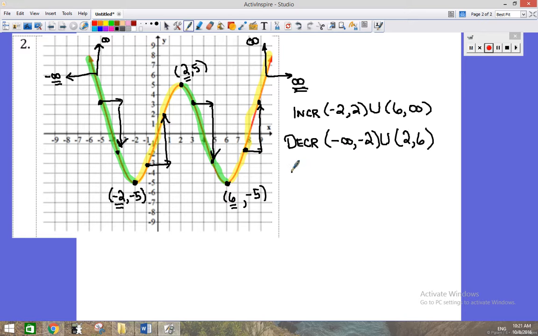Alright, and where it's constant, well, nowhere. It's never constant. So if you'd like, you can just use the symbol for the empty set. Alright, so I hope that helps. I'm going to stop this video and do these problems in pairs. And so, sorry about the mistake.